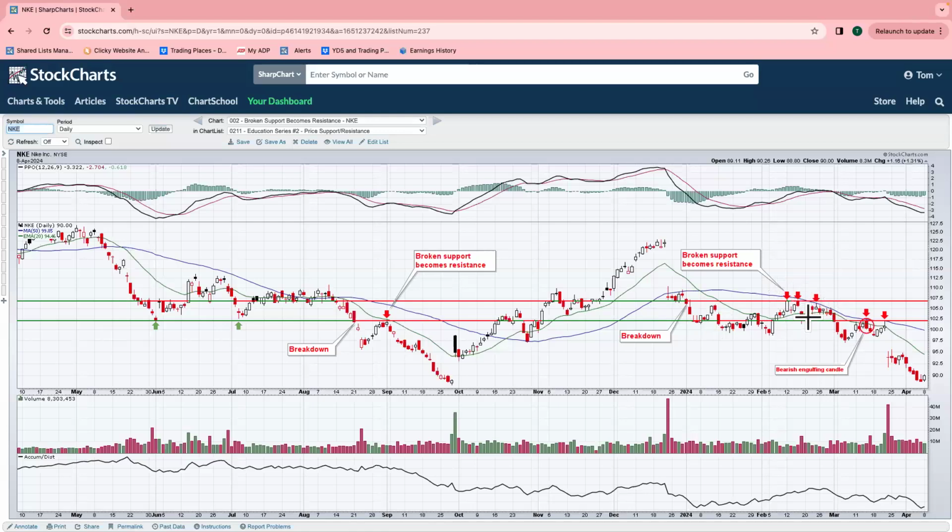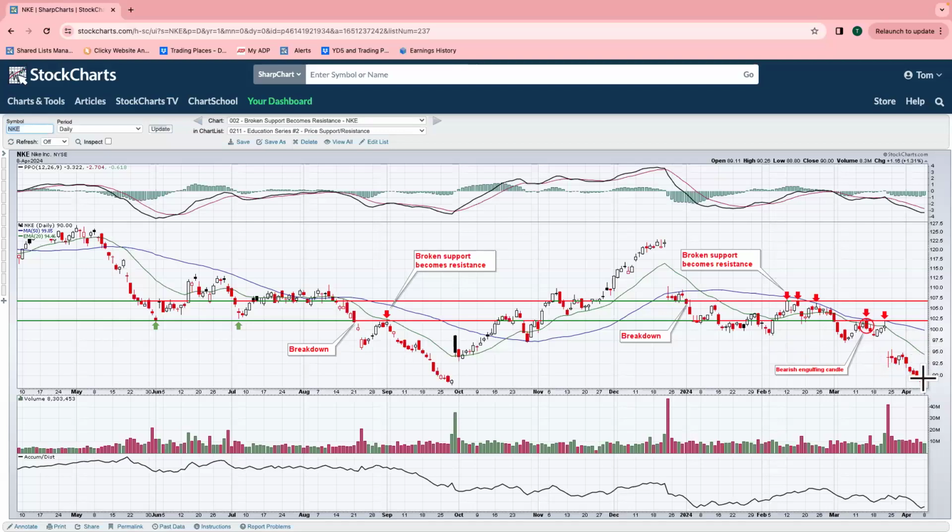Then you come down, you break below this short-term low right here. You go back up. What do you do? You test the 50-day moving average and that prior price support level before you roll over again. So clearly we have a downtrending chart with Nike, and that means that shorting is going to be the better way to try to make money in a stock that is downtrending.